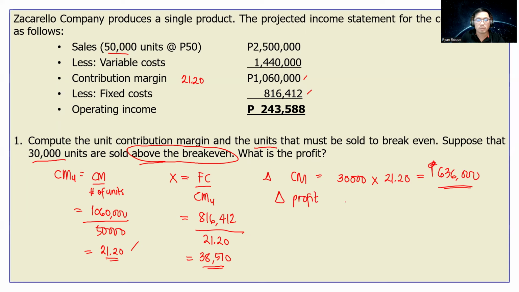But remember, we are comparing with the break even. So there is an increase of 636,000 when compared to zero. Therefore, this is the profit when we sell 30,000 units above the break even. So 636,000. Okay, so let's move to the second one.